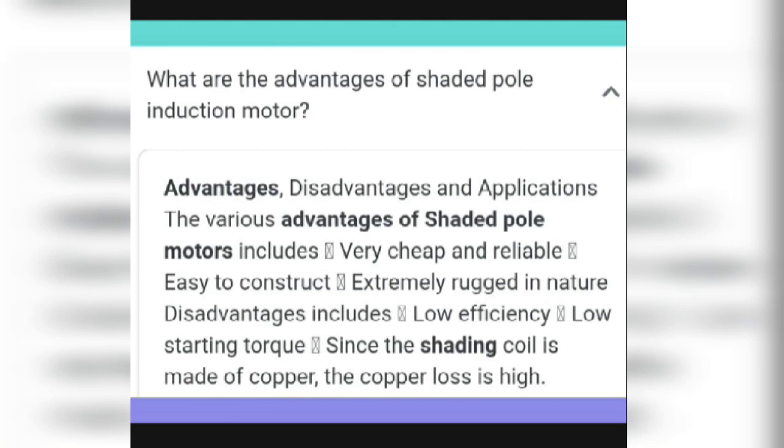Disadvantages include low efficiency and low starting torque, since the shaded coil is made up of copper and the copper loss is high.